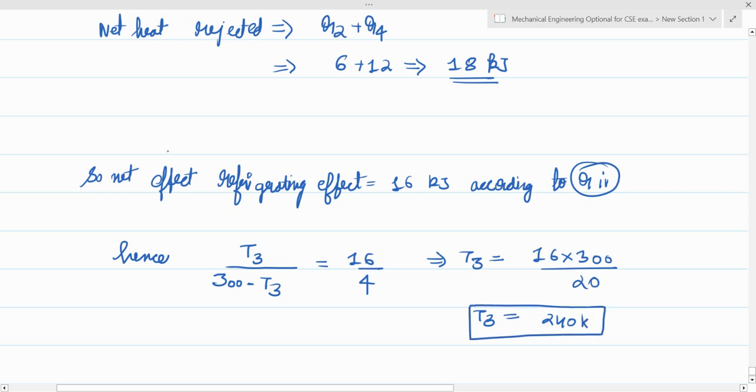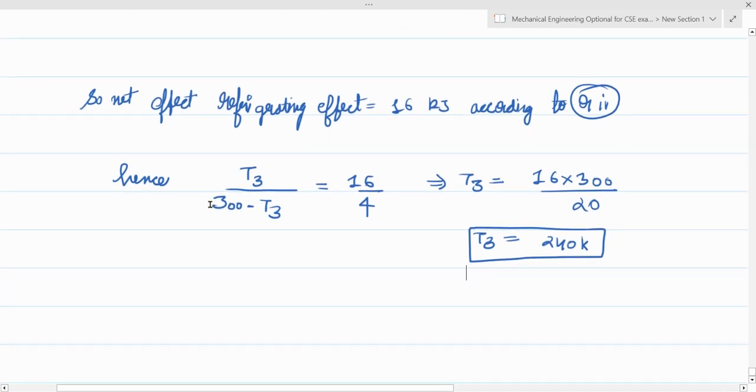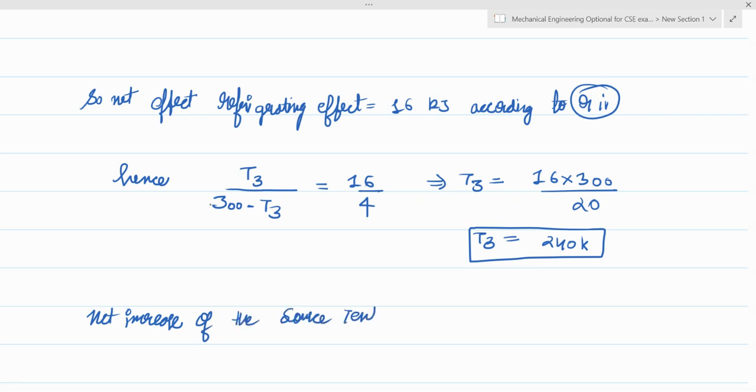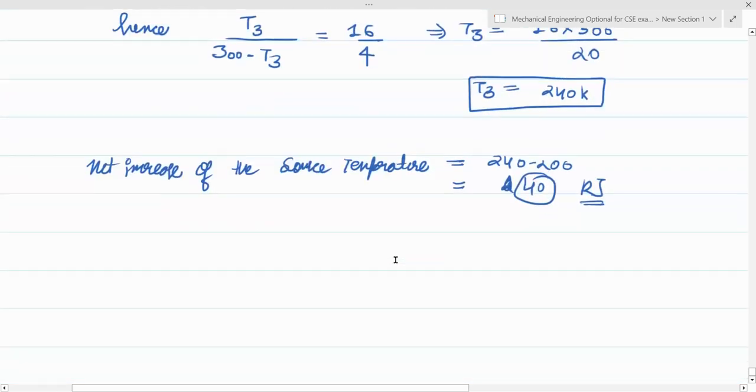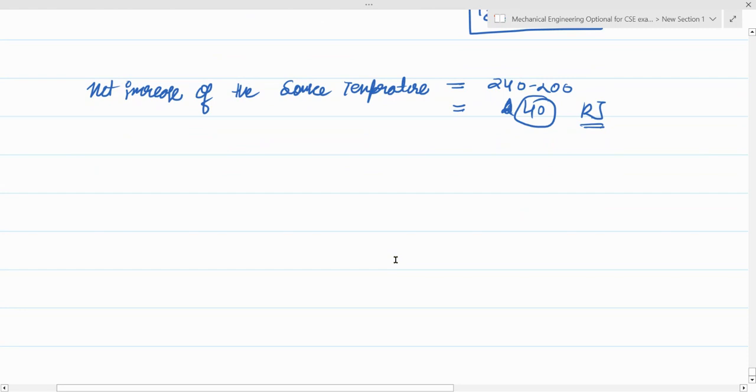So now we have found the value of T3, and T3 is 240 and earlier the temperature was given as 200 Kelvin. So net increase of the source temperature is given by 240 minus 200, that is equal to 40 Kelvin. So net increase of the source temperature is given by 40 Kelvin.